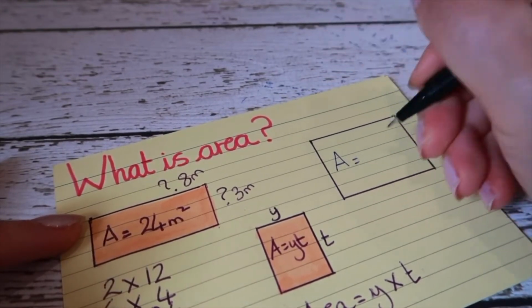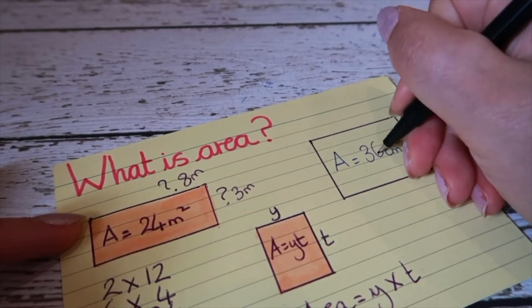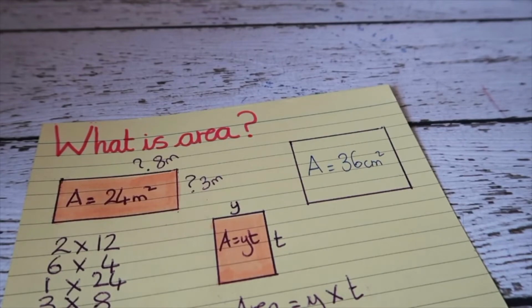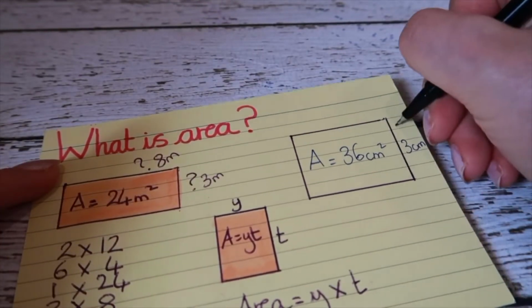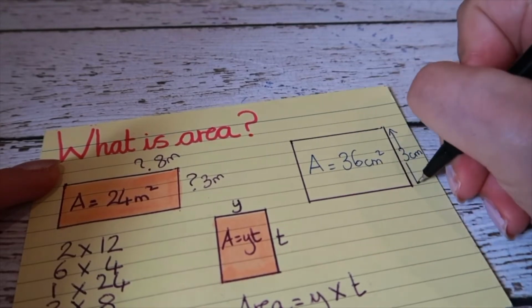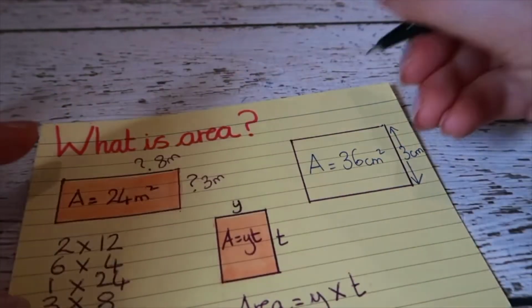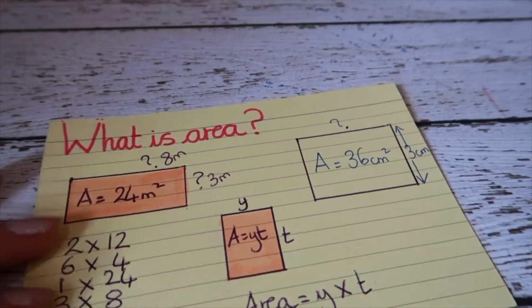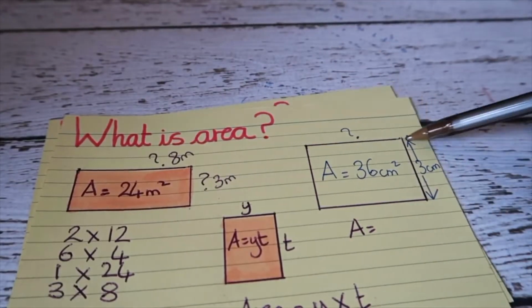So this time, this shape has an area of 36 centimeters squared. I want you to think of what the length could be. So if we know that the width is 3 centimeters, what could the length be? Remember, the width times the length is equal to the area. So 3 times the length is equal to 36 centimeters squared.